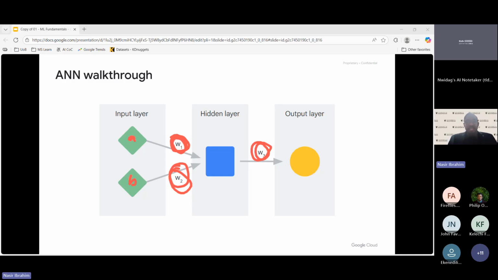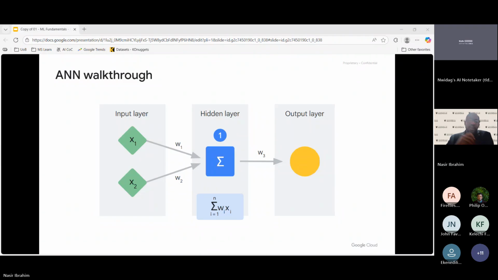So at the very basic level, you know that we have the input, we have the weight, and there is a connection between the neurons in the different layers. Now let's see how they work. So the first step, imagine we have the input x1 and x2.